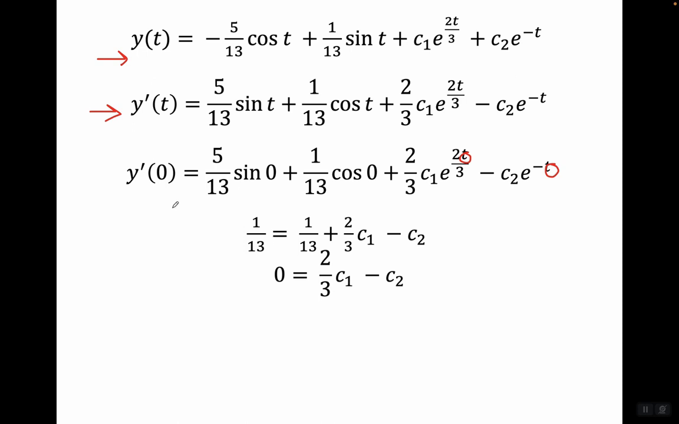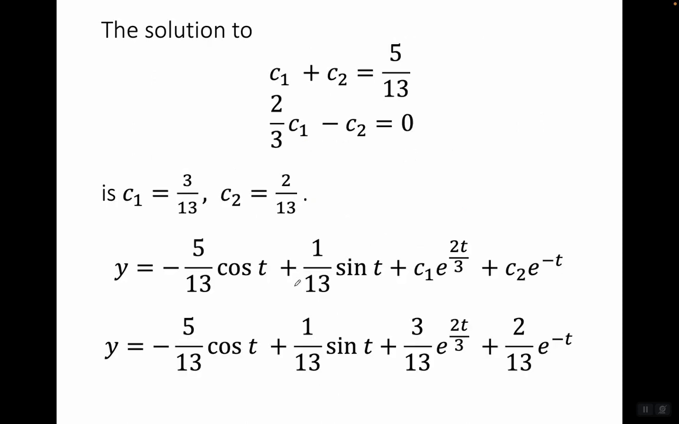Okay, so we know what y prime of 0 is, that's 1/13. The right side is 1/13 plus 2/3 times c1 minus c2. That's going to be 1/13 over here, that's where that comes from. So when we cancel the 1/13, we end up with 0 equals 2/3 c1 minus c2.